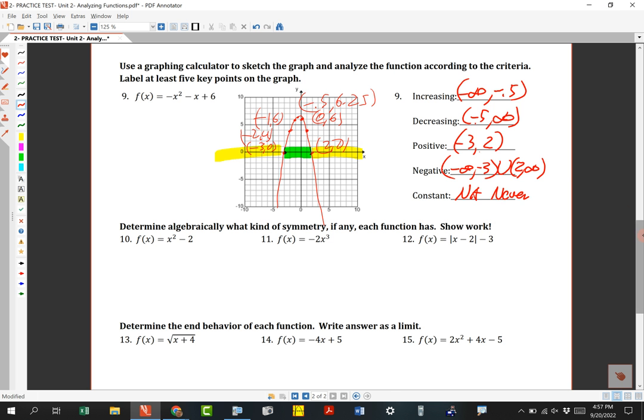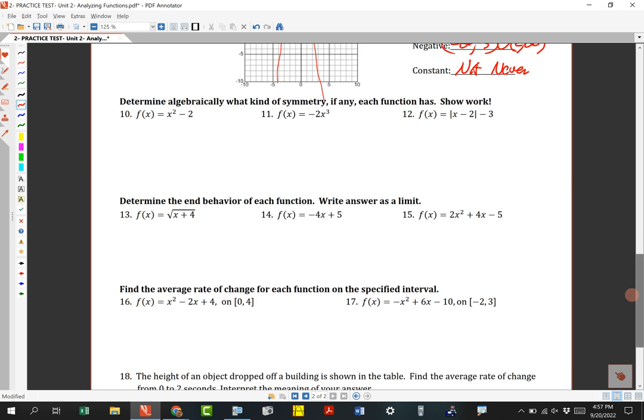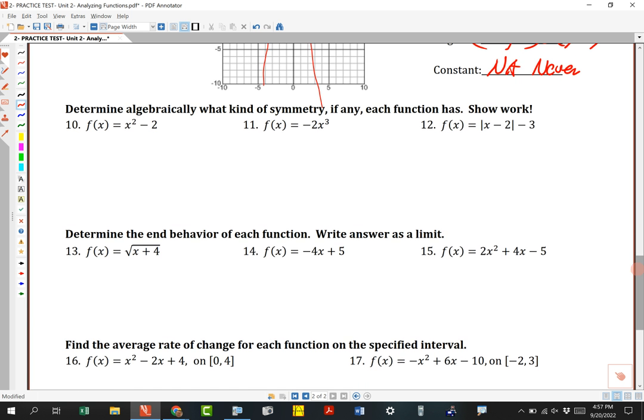Now, I think we're done with the calculator. Let's just double check and see where we are. Okay, this one says algebraically, we want to show what type of symmetry it has. So let's take a look at symmetry. So when we find symmetry, we're going to plug in a negative x, and we're going to simplify, and we're going to see if we get exactly the same thing or the exact opposite. So remember, if it's even, we're going to get the exact same. If it's odd, we're going to get the exact opposite.